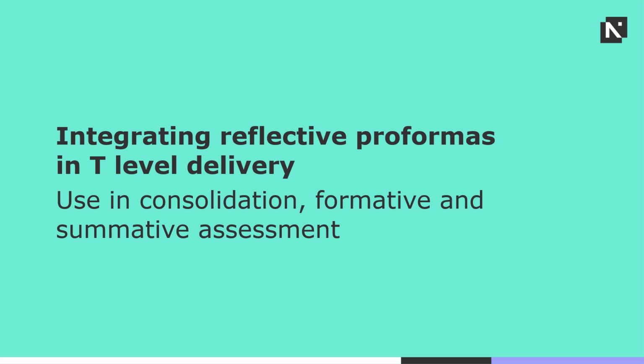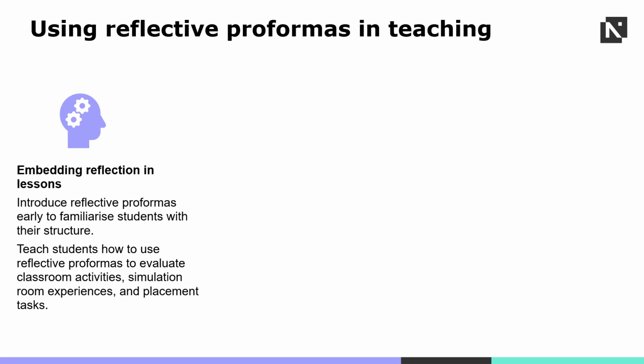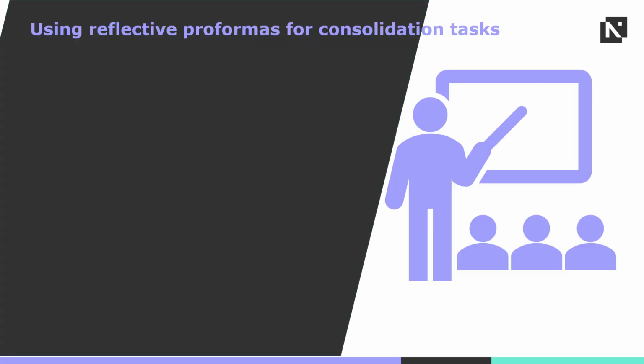Now we will focus on integration of reflective journals within T-level delivery. Reflective journals are valuable tools that encourage students to think critically about their learning and experience. So now we're going to highlight how reflective journals can be effectively used for consolidation tasks to deepen student learning and self-awareness. Consolidation is a critical phase where students solidify their understanding and connect their experiences to professional growth.